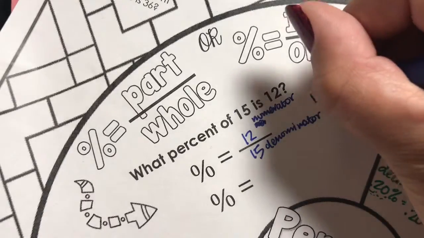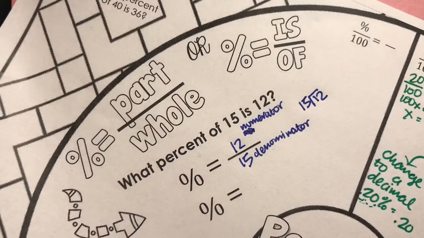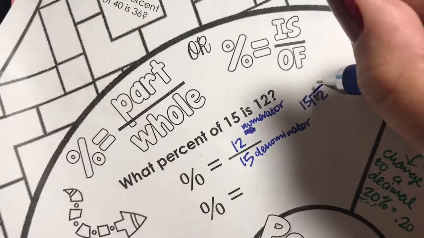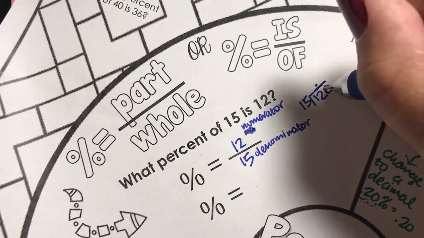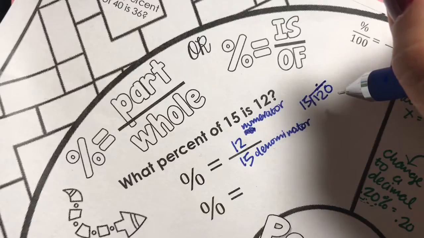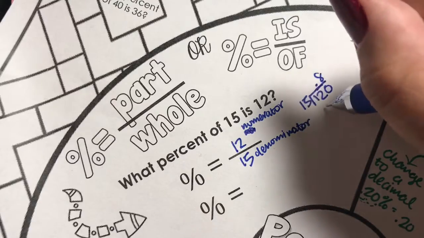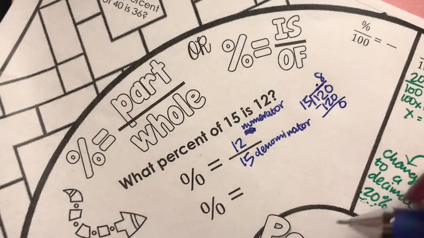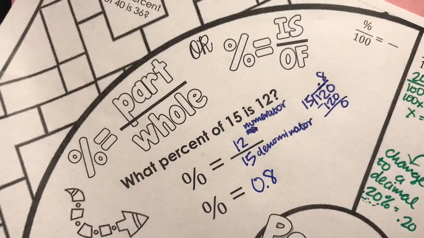How many times can 15 go into 12? That's what we're doing. Okay, so if I do 15 into 12, it can't. So I have to put the decimal here after the 12, add the 0. 15 goes into 120 8 times. 8 times 15 is 120. So the decimal is 0.8, but that is not our percent.